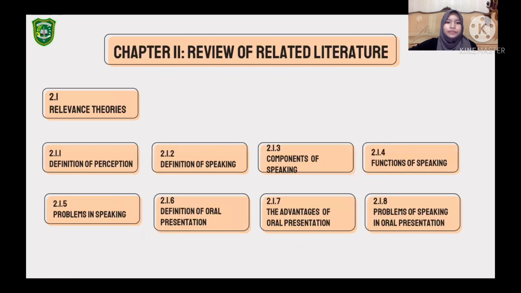Chapter 2. Review of related literature. 2.1 Relevant theories. 2.1.1 Definition of perspective. Perspective is the way that you notice things with your sense or sight.